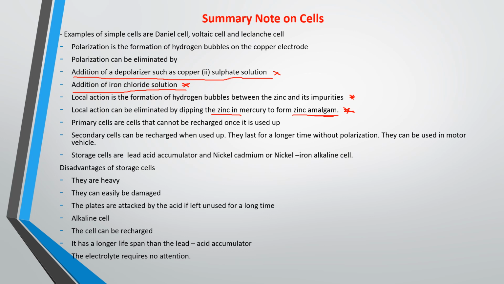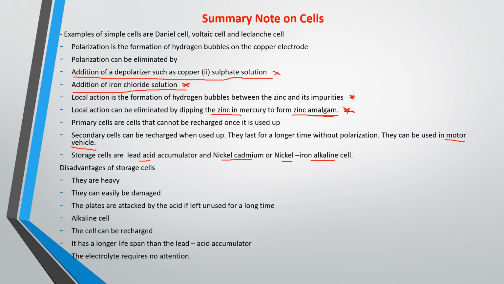As I've said before, primary cells cannot be recharged, so please take note of this. Once they are used up, they cannot be recharged. Secondary cells can be recharged when used up. They last for a longer time without polarization, and these are the type of batteries or cells used in motor vehicles. They can also be called storage cells. Examples are the lead acid accumulator and the nickel cadmium or nickel alkaline cells. These are all examples of secondary cells.